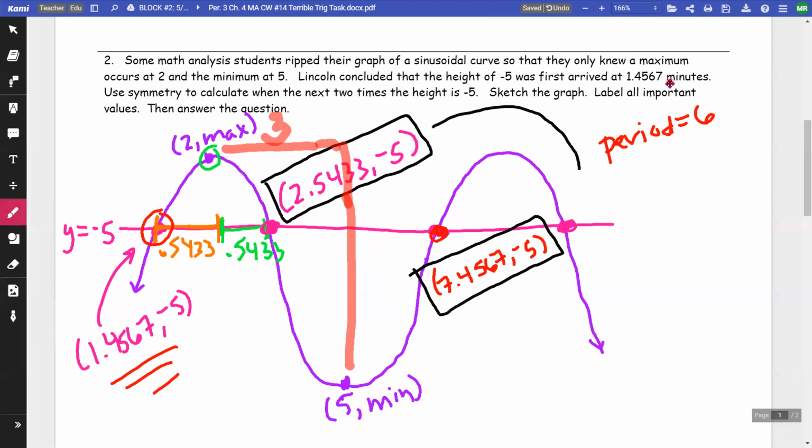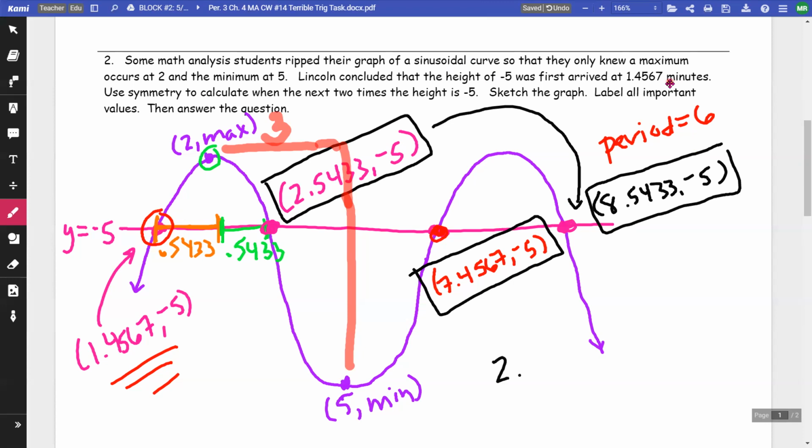And to find this one here, I'm going to take the 2.5433 and add 6 onto that. And so that one is going to be 8.5433, comma, -5. That is going to be the third time I would arrive there. So my answers are 2.5433 minutes, 7.4567 minutes, and then a third time, I don't think they asked for it, but is 8.5433 minutes.